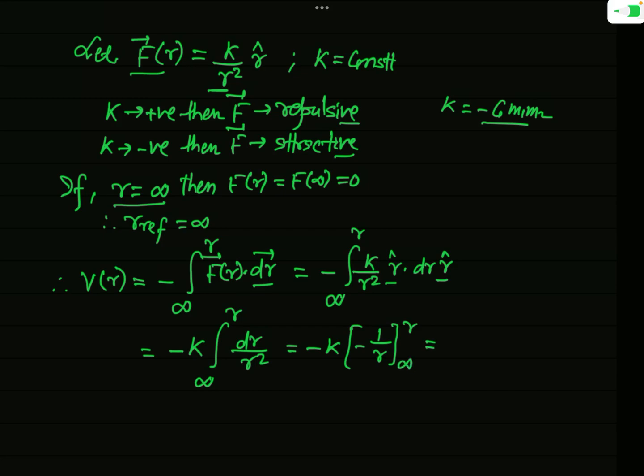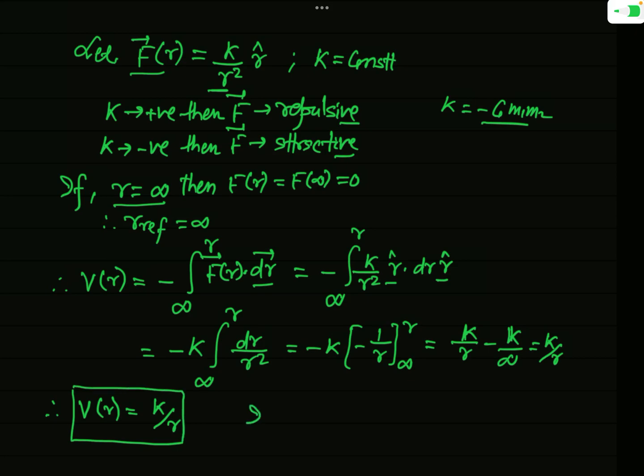Okay. So now this will be k over r minus k over infinity. And this will be simply k over r. So if you consider that constant k is positive, that is, the force was repulsive, then V of r in this example will be equal to k over r. And if k is negative, then what will be our result? You can see V of r will then be simply minus k over r.